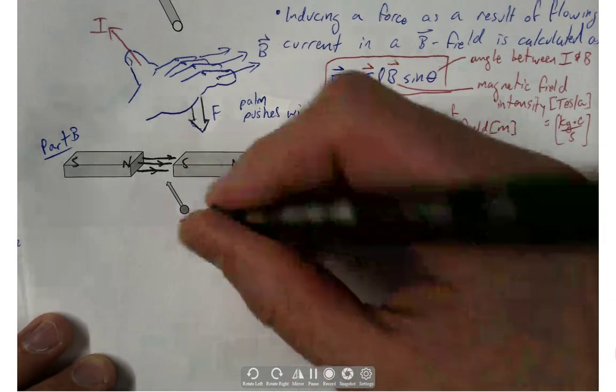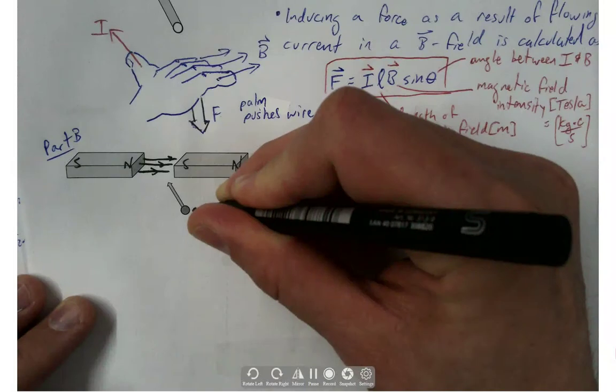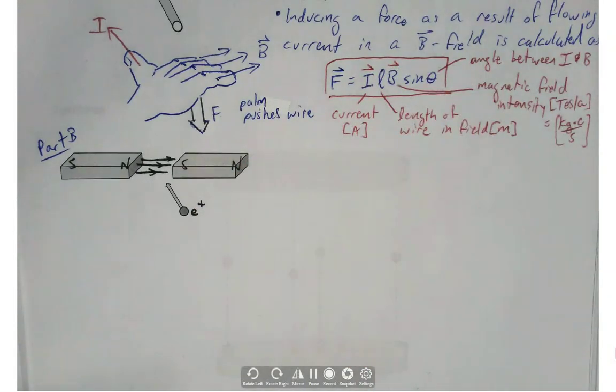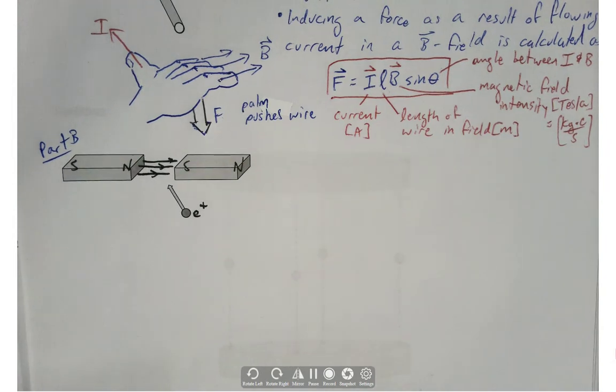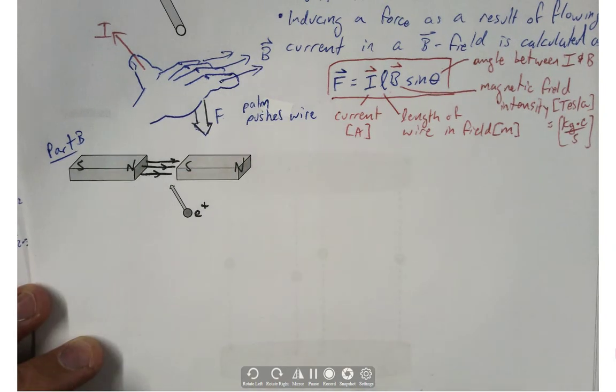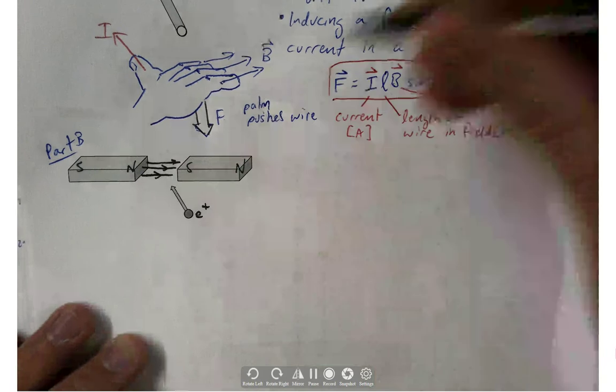But again, keeping it simple, let's fire a proton. I know that electrons are typically the mobile charge, but let's just say that this is a proton being fired, like basic particle accelerator style, okay? Not a cathode ray tube. We've got this positive charge that's being shot through this magnetic field.